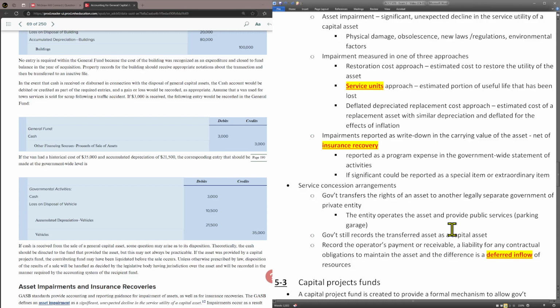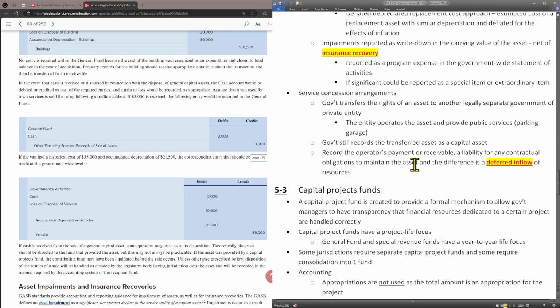And while the insurance may not be a complete recovery or a complete new asset, it may be offsetting some of the impairment, meaning you're marking down the impairment, but you got some financial consideration for it from insurance. So that would be the net, the write down of the loss of usefulness minus whatever insurance you got to offset that. It's reported as a program expense in the government-wide statements. And if it's significant, it can be reported as a special item or an extraordinary item.